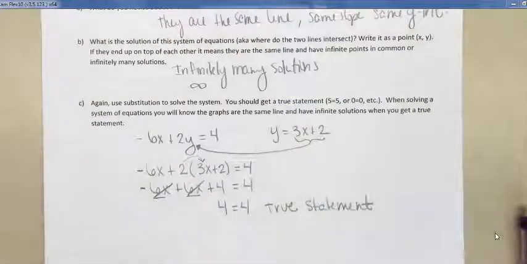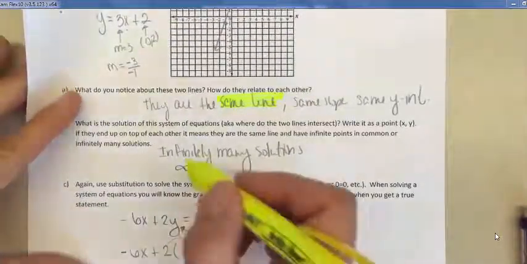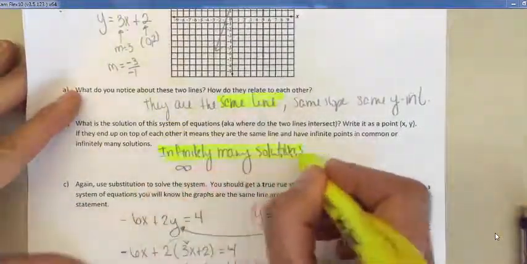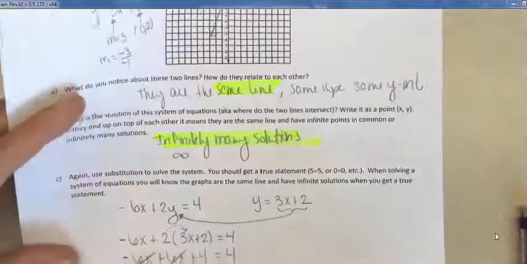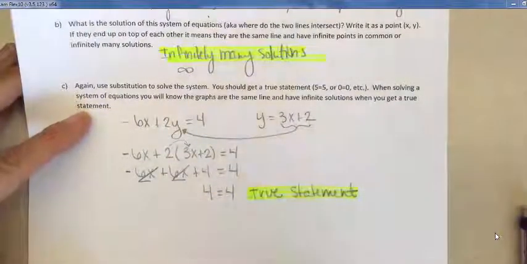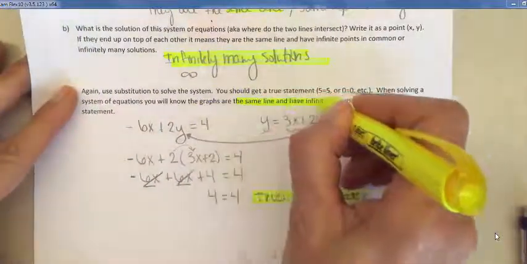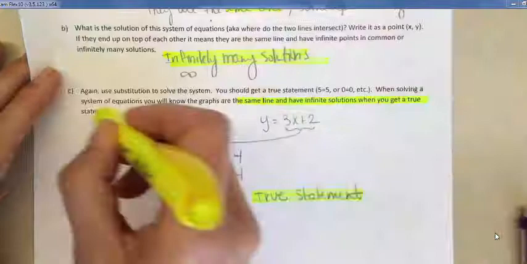So once again, I'll go through this and I'll highlight the important stuff. Okay, so we have the same line, which means we have infinitely many solutions. And when we solve the system algebraically, we get a true statement. You know the graphs are the same line and have infinite solutions when you get a true statement.